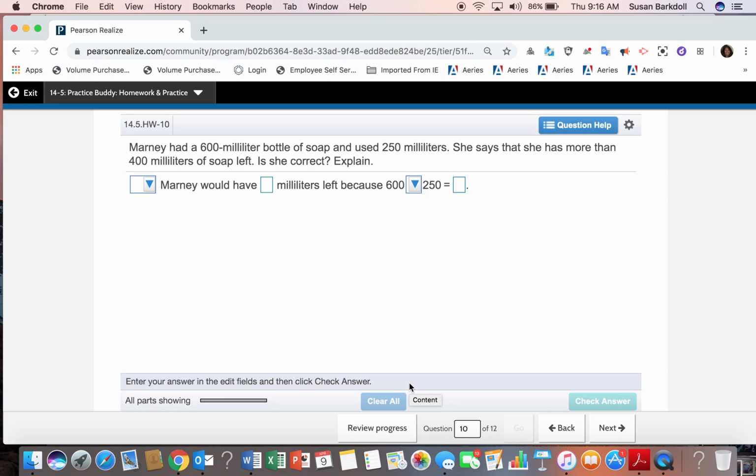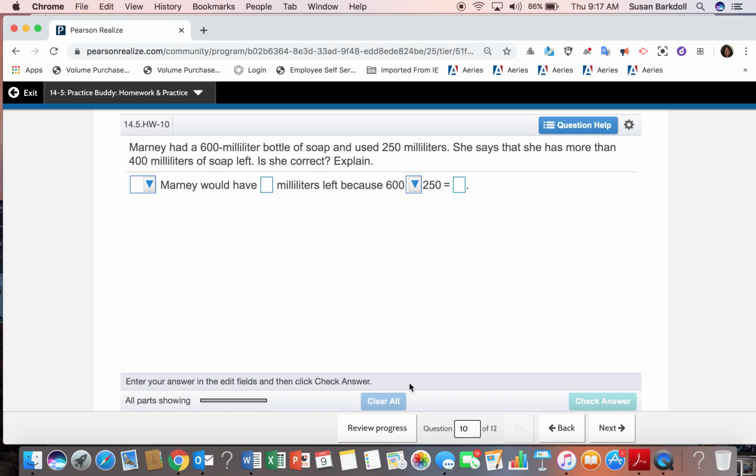Marnie had 600 milliliters of soap and used 250. Okay, so this is going to be a subtraction problem. And I hope that she is scrubbing her hands and washing her hands well. Otherwise, I'm going to have to get some actors to tell you how to wash your hands. So let me use your paper and pencil and find out. 600 take away 250 equals 350 milliliters.